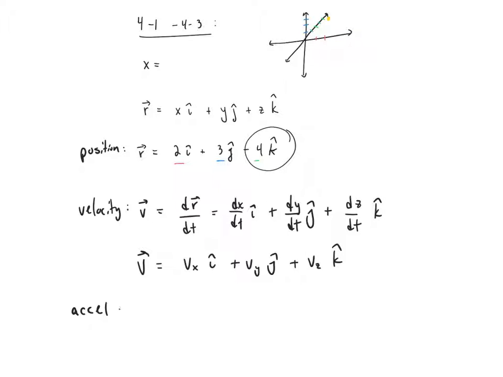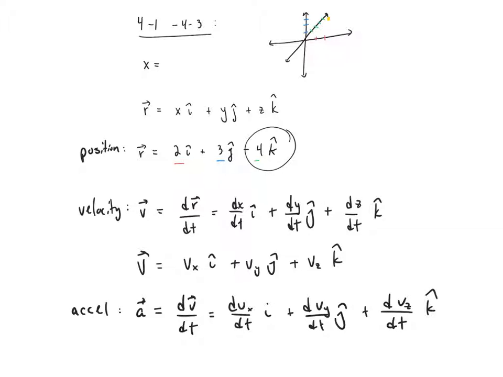Acceleration is very much the same idea. So the acceleration vector is really going to be the derivative of the velocity vector with respect to time. So again, it'd be dvx/dt i plus dvy/dt j plus dvz/dt k. So again, to get the acceleration, what are we saying? Just take the derivative of velocity, but each of these three parts of the vector separately.